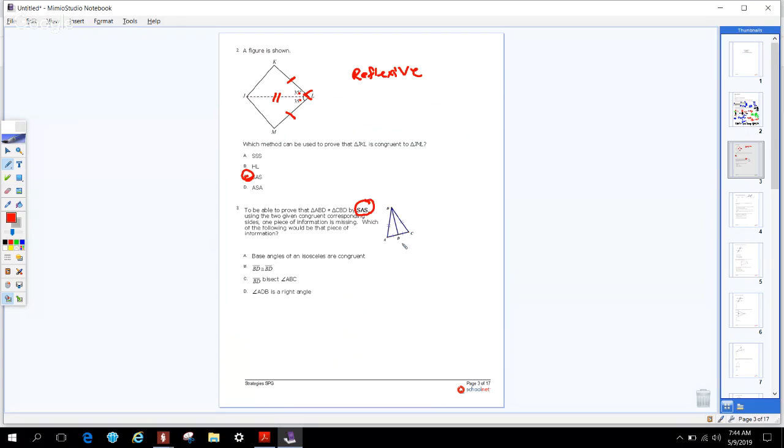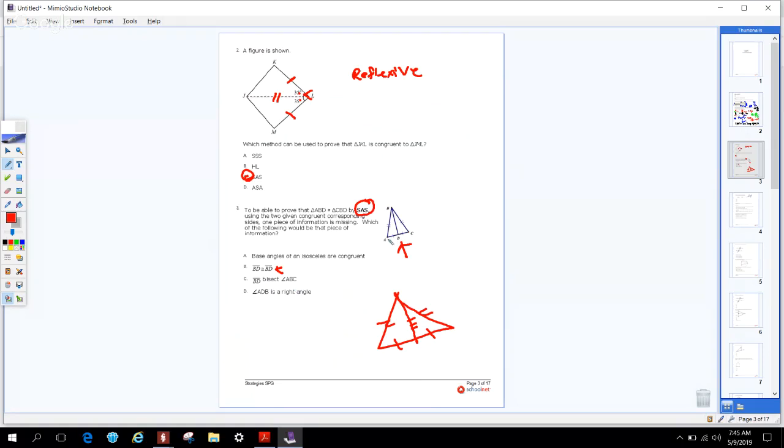Because if we look at this right here, we could see a couple things. We could probably say, oh, well, it's side, side, side because of this line, right? But the issue is, they even have BD is congruent to BD as a choice. But that would prove the triangles congruent based on side, side, side. And they don't care about side, side, side. They care about side, angle, side. So that means that because we have two sides, we're looking for the missing angle.